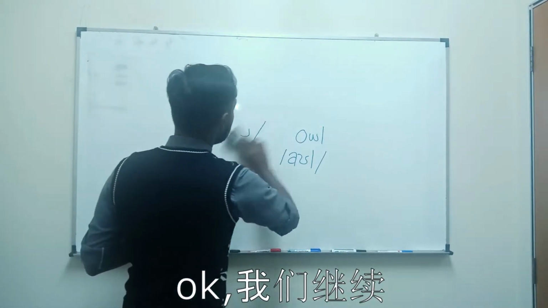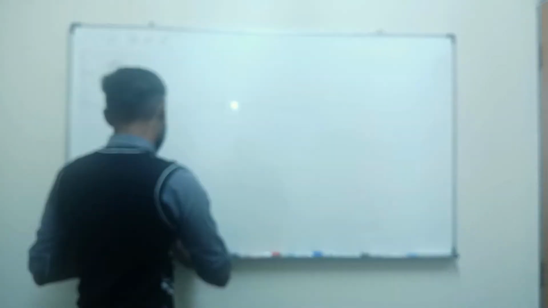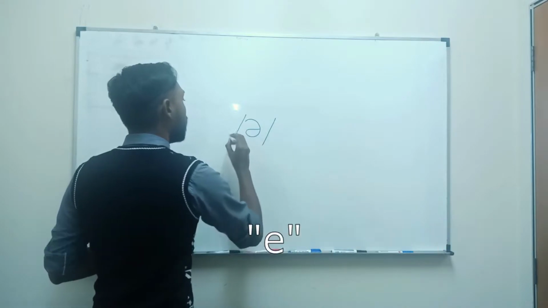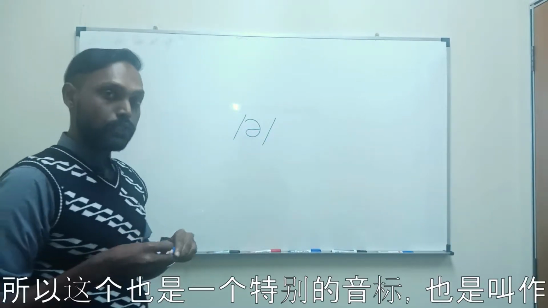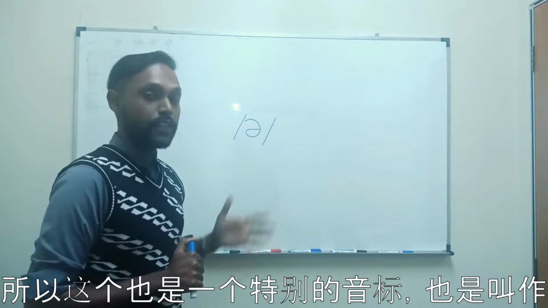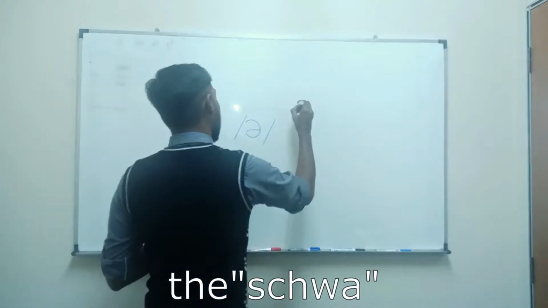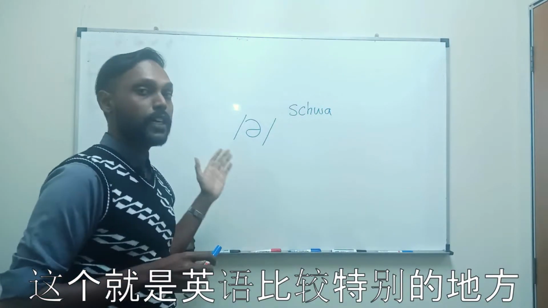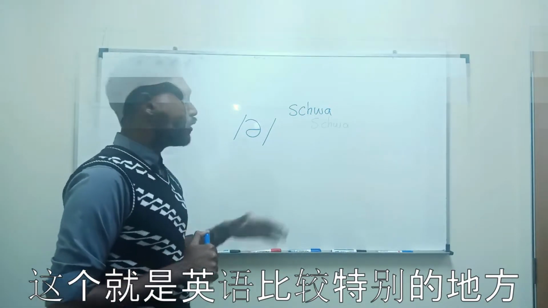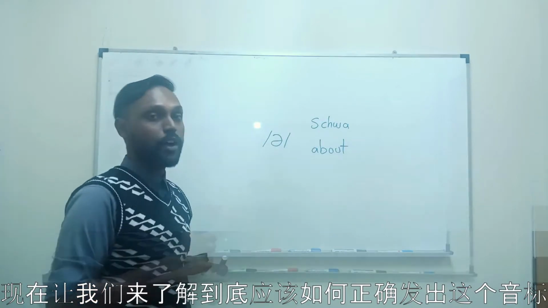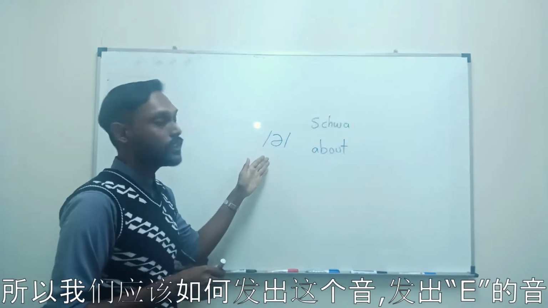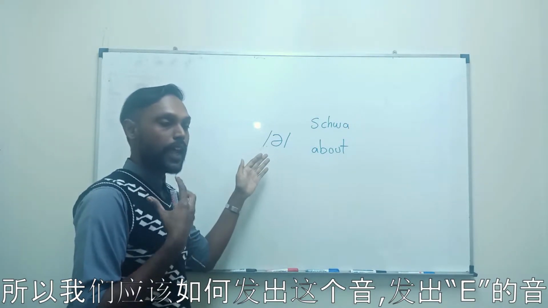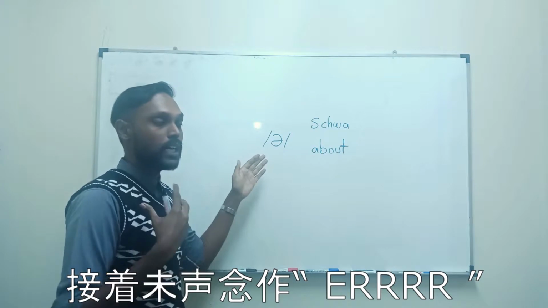Okay, so moving on. Next, let's look at the sound. This is a special sound in English language. It is also called the schwa, because this is an interesting feature of the English language. So how do we pronounce this sound? We pronounce the sound with a starting sound and then a prolonged sound.